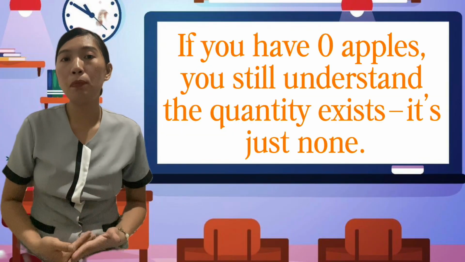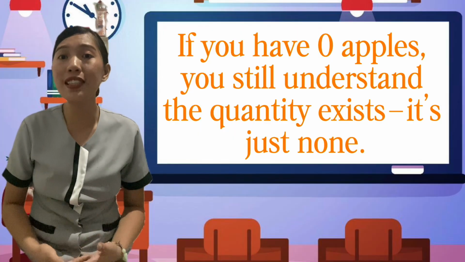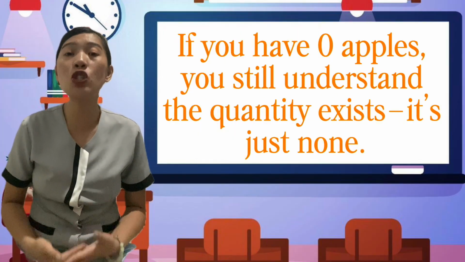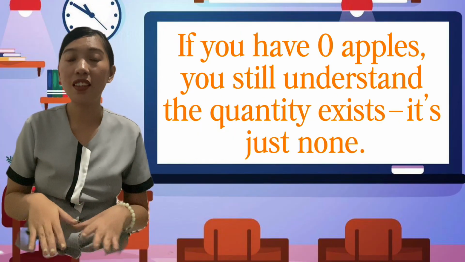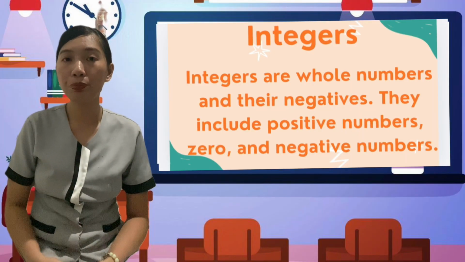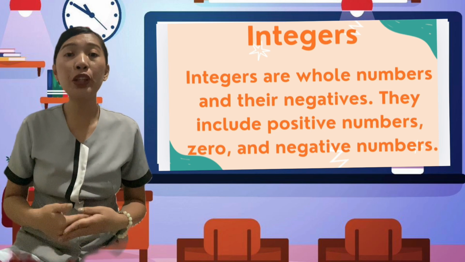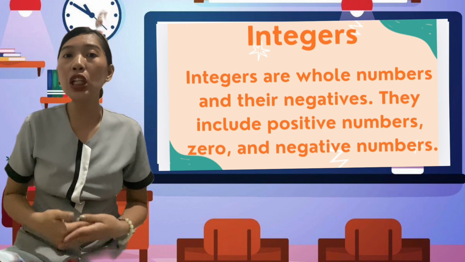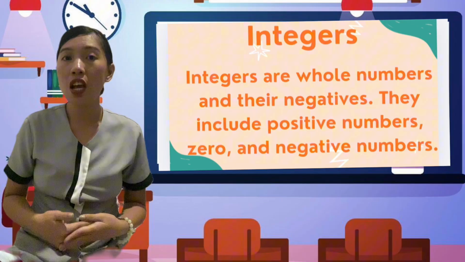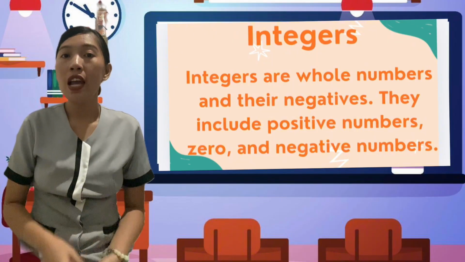So think of 0 as a placeholder. For example, if you have 0 apples, you still understand the quantity exists. It's just none. Now let us move on to integers. Integers are whole numbers and their negatives. They include positive numbers, 0, and negative numbers.